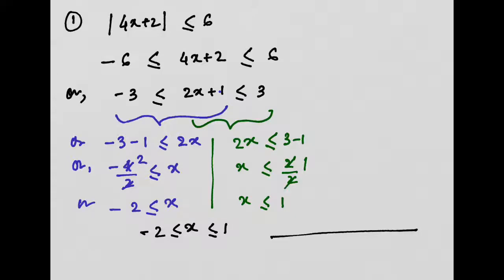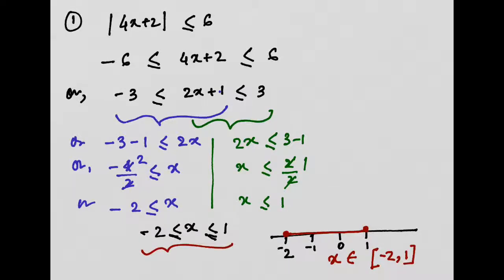Now how does this fit on the number line? You can see this is my number line. This is my 0 origin, this is my 1, this is my minus 1, and this is my minus 2. As both have an equal sign, I am drawing a solid circle and my solution set is this. I can write in interval notation that x belongs to, as it is touching, using a closed third bracket, minus 2, 1. So this is my solution set for the inequalities.